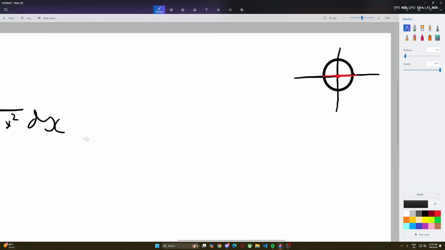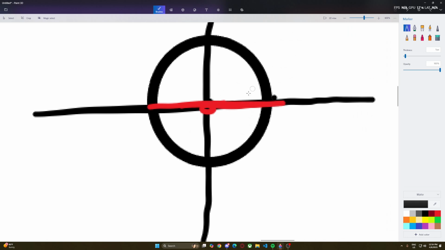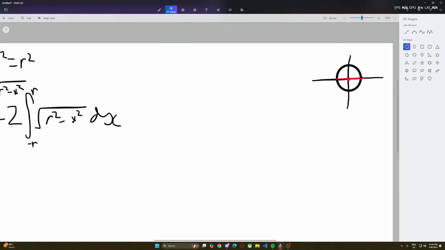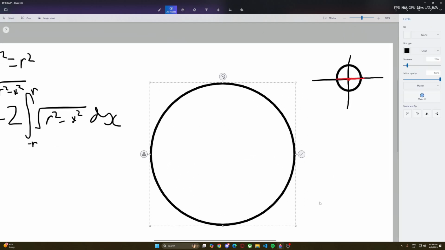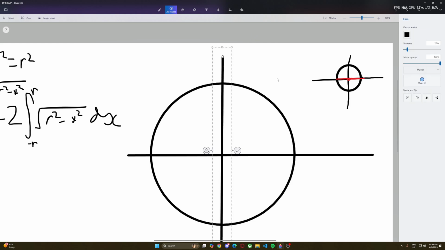Well, here's the thing about this. When getting the area of this function, we draw a bigger circle. I think it's more high quality. And it's a coordinate grid. Alright, so pretend that's in the middle.